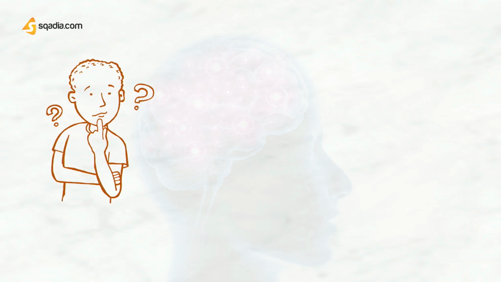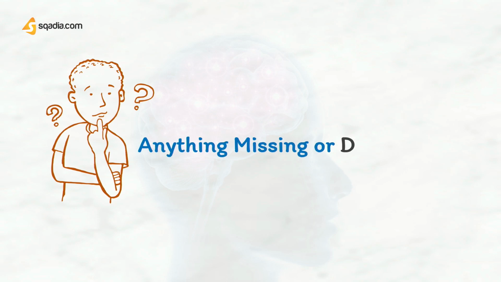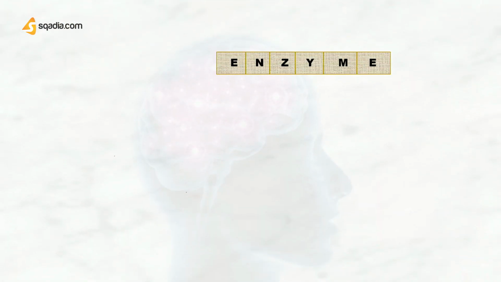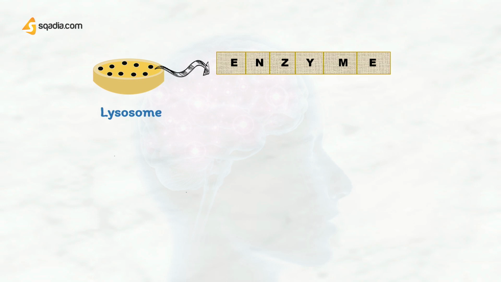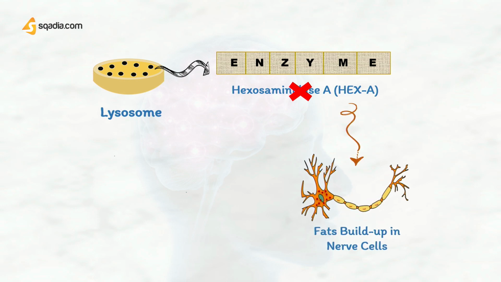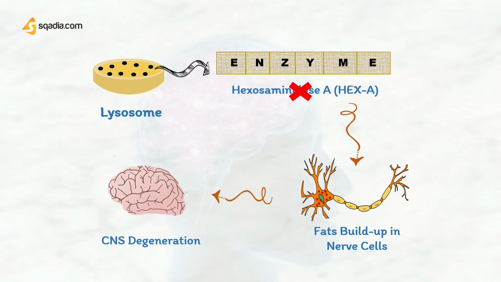Now you must be thinking, what causes this accumulation of lipids in the cells? Is there anything missing or defective in the patient? Well, the answer is that these patients lack a certain enzyme which is present in the lysosome of the brain cells. Now, this enzyme is called hexosaminidase A or HEX-A enzyme. The absence or lack of this enzyme will cause the lipids, which were the GM2 ganglioside lipids, to build up inside the lysosomes. And as a result, the cells of the CNS will eventually degenerate and die.